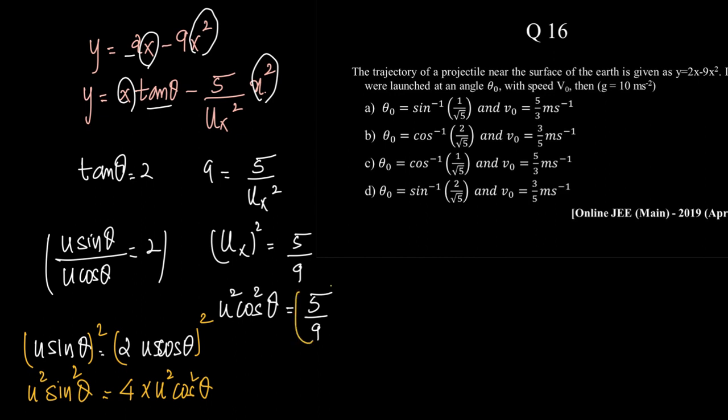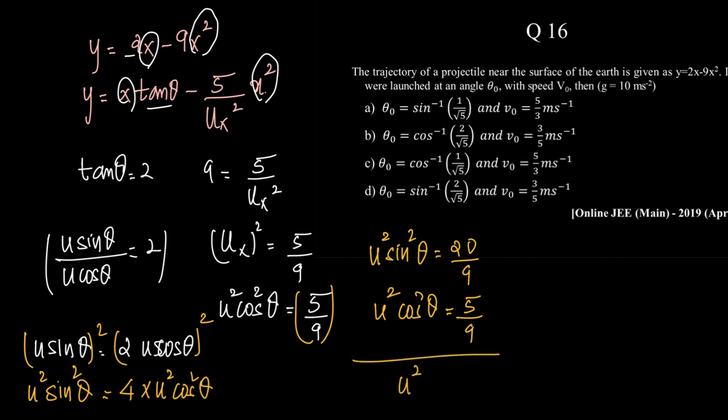Now what is u² cos² θ? It is 5/9. So what we get is u² sin² θ = 5 into 4, which is 20/9. Now since u² sin² θ is 20/9, and u² cos² θ is 5/9, when you add these two, what do you get? u² into (sin² θ + cos² θ), which is 1. u² is equal to 25/9, and therefore u = 5/3.